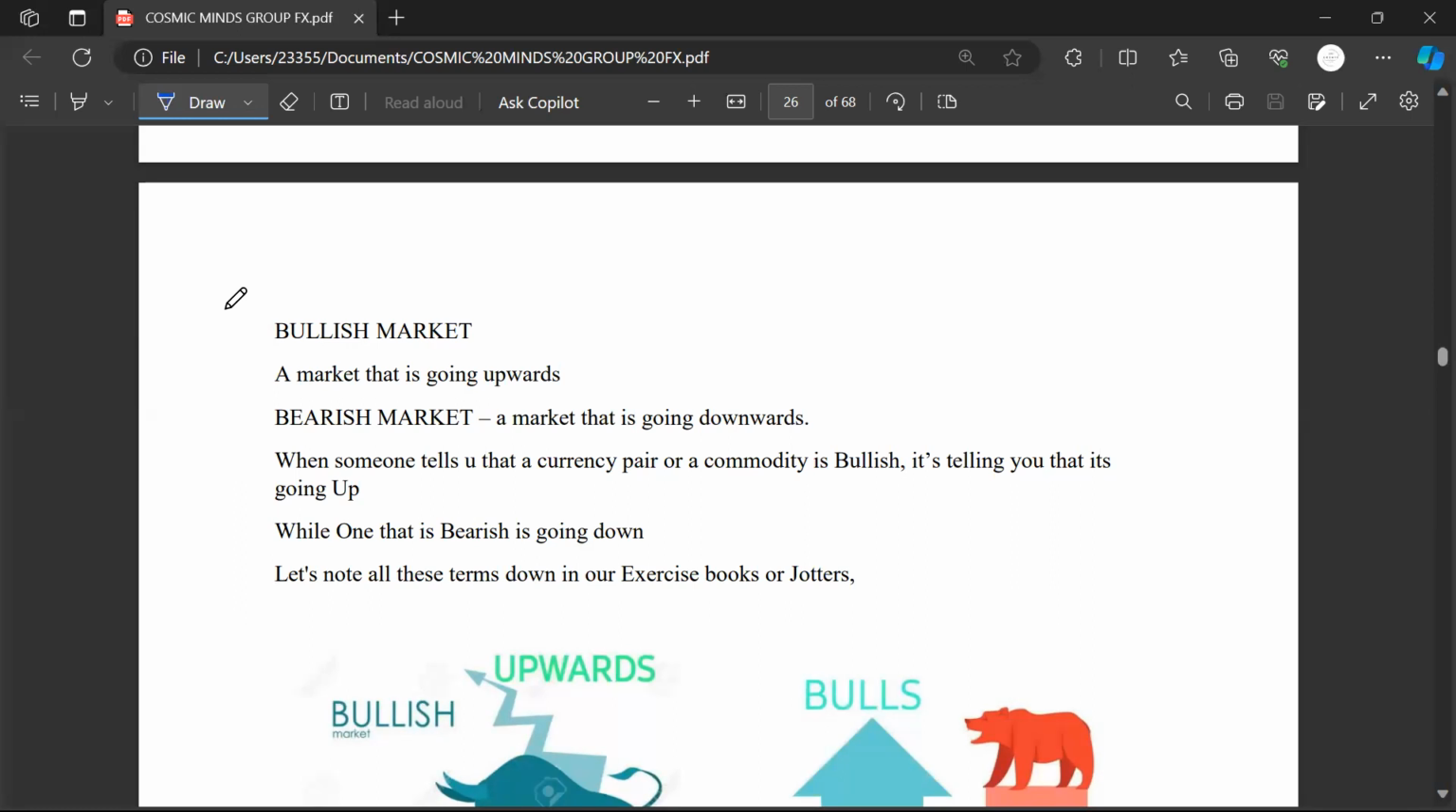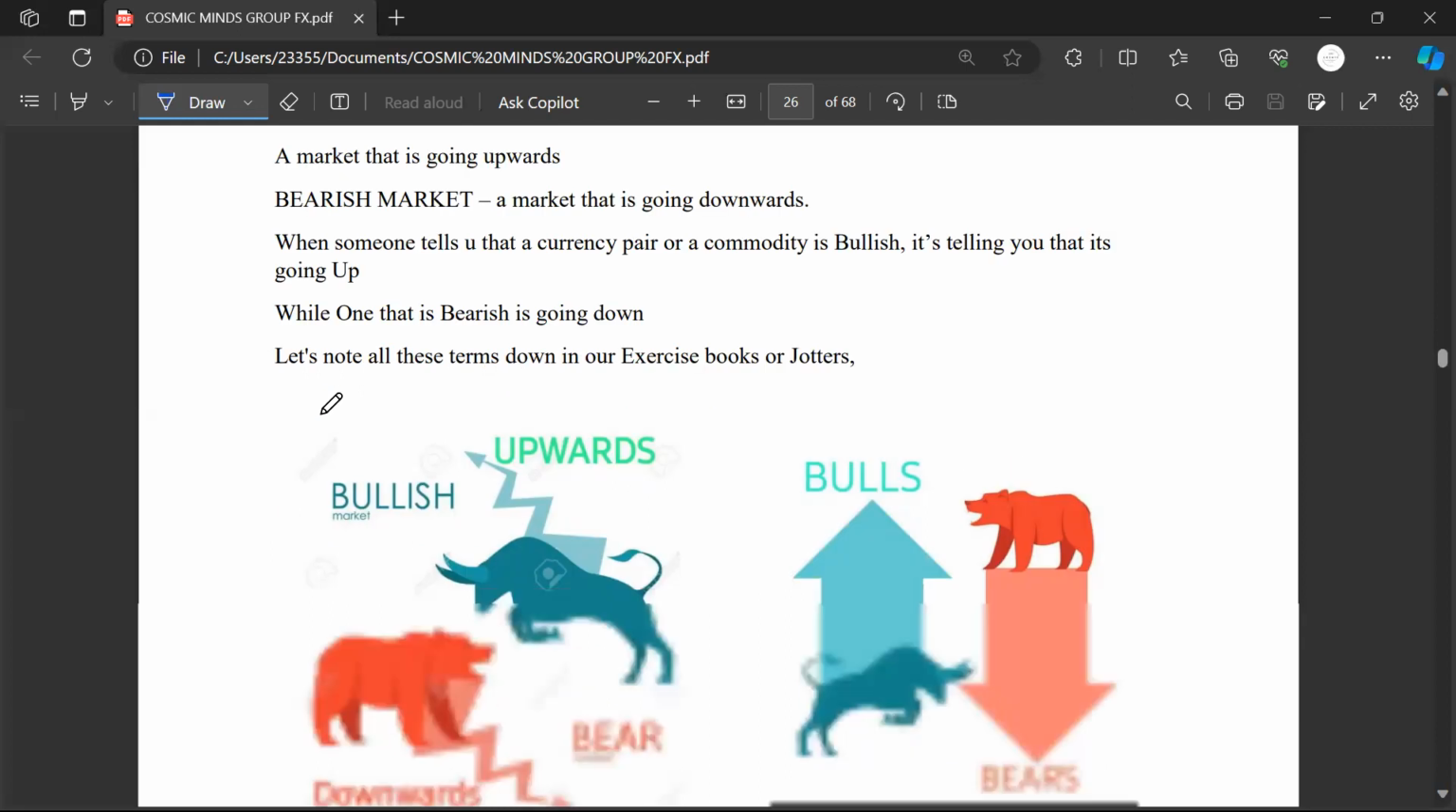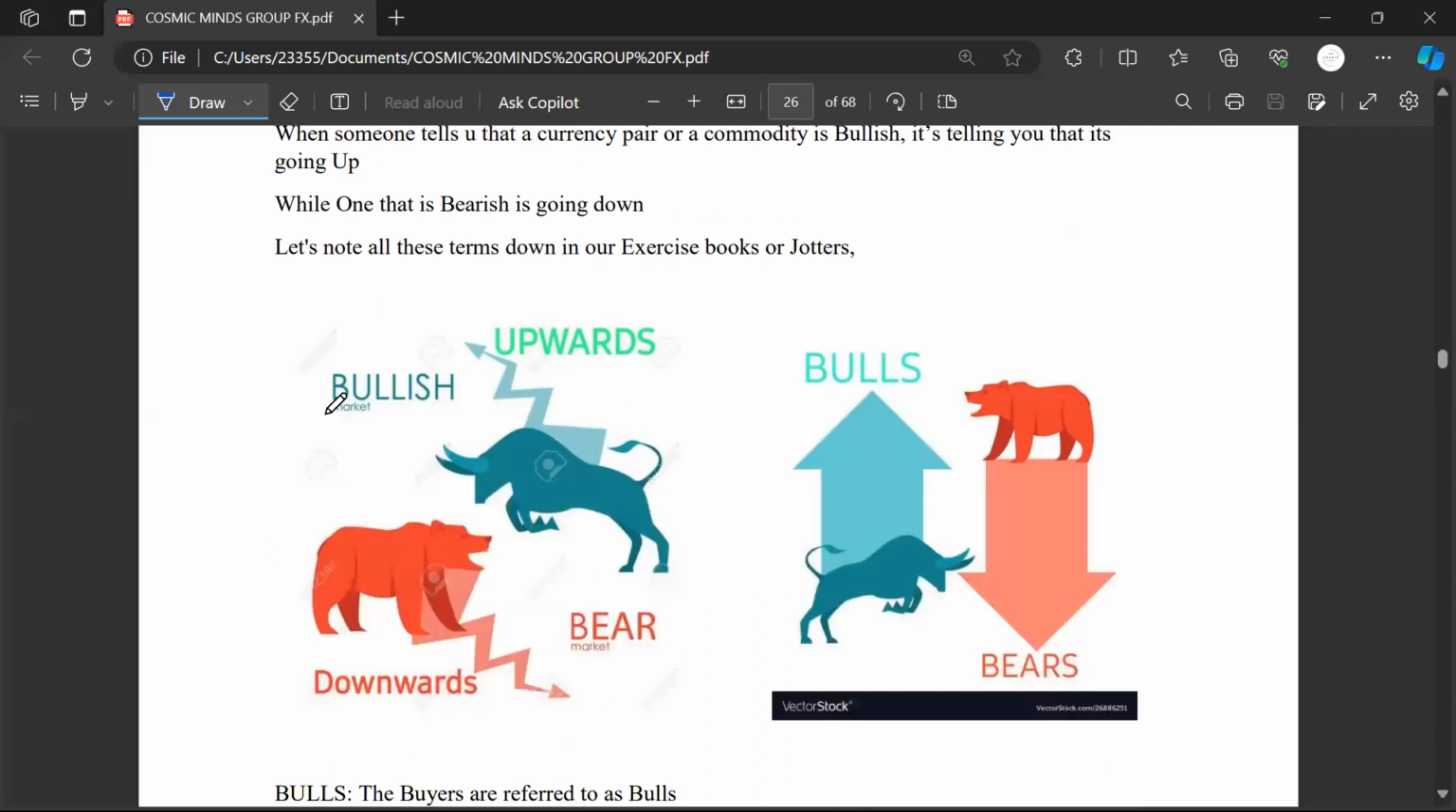Now, when someone tells you that a currency pair or commodity is bullish, it is just telling you that it is going up, while the other means that the market is going down. You can take some note of this. Very, very basic terms. Now, bullish, you want the market to go upwards. If you are bearish, you want the market to go downwards. That's a signal, right?